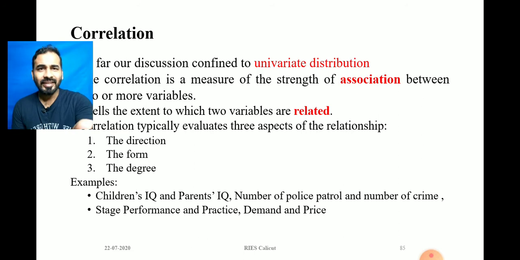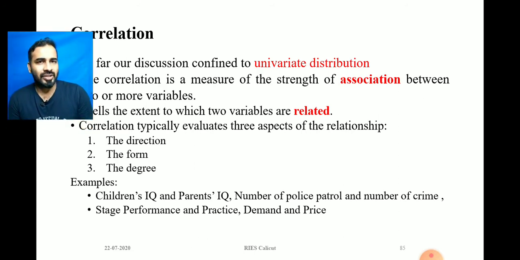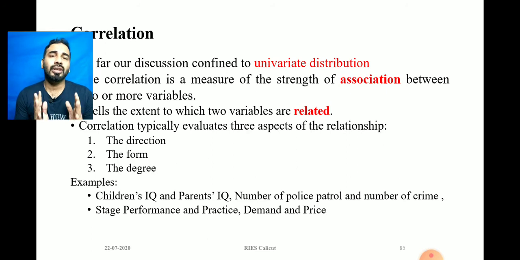You might have learned the idea of correlation at your degree level or in your PG levels. So I'm just going to brush up your previous knowledge, and I'm not going to teach you anything new, because there is nothing new in correlation. Correlation typically measures three aspects of a relationship. A relationship will have many different aspects, but among such aspects, only three will be discussed in correlation.